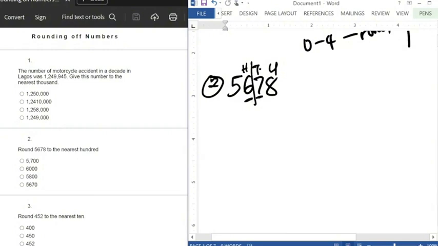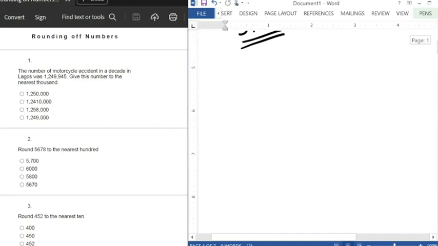So that means we're going to add 1 to 6. So 6 plus 1 will give us 7. So the 5 is here. Then we change these digits here to 0. So that is the answer, 5,700. I hope that is clear. Still the same as the first option there. I hope that is very clear. So move to question number 3.